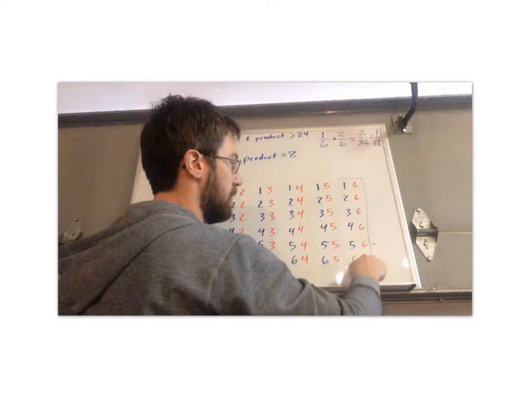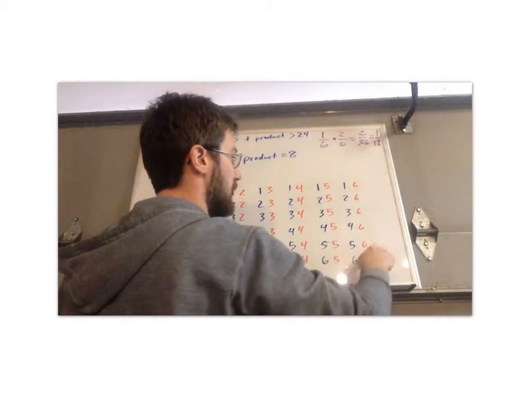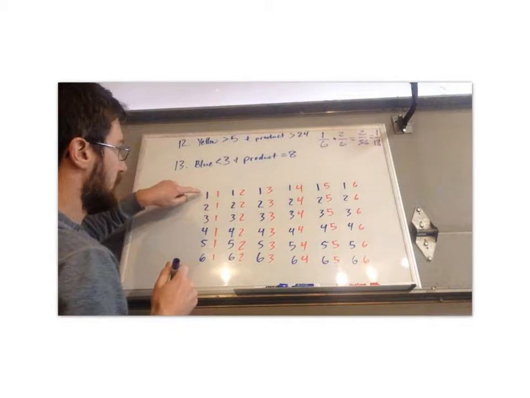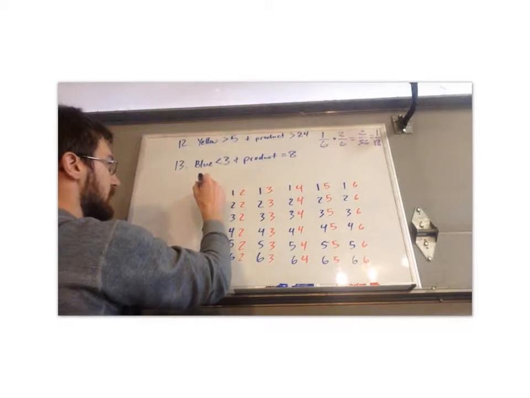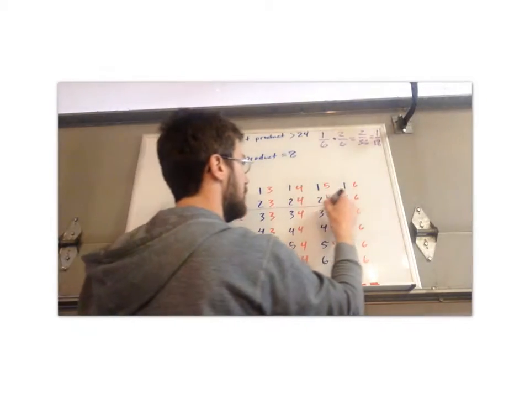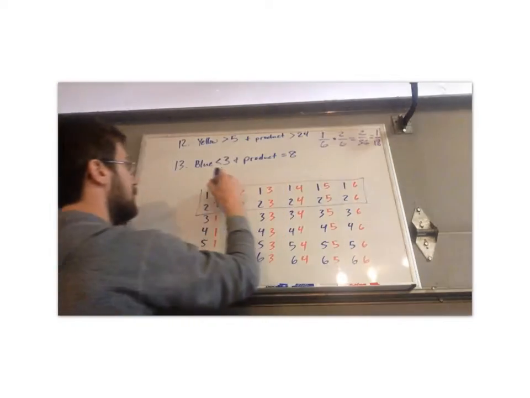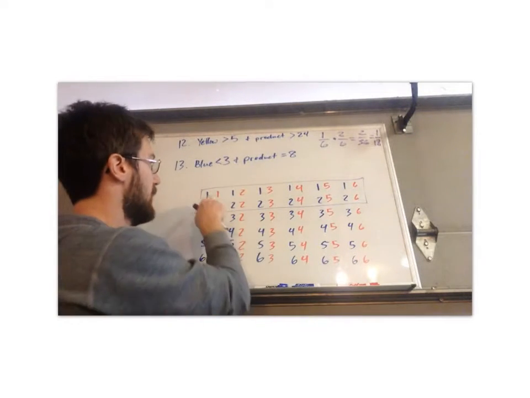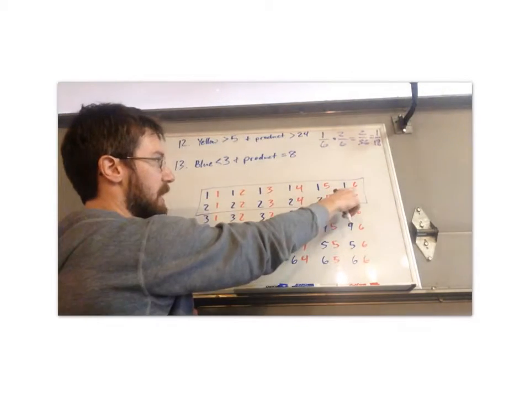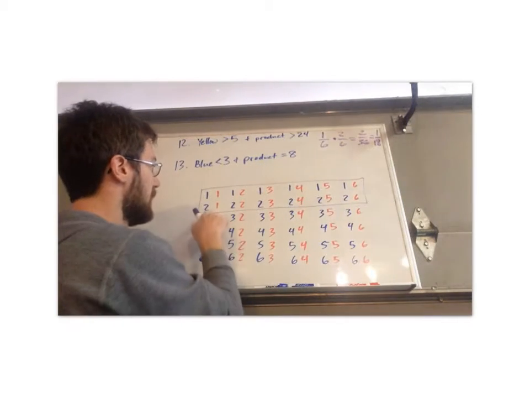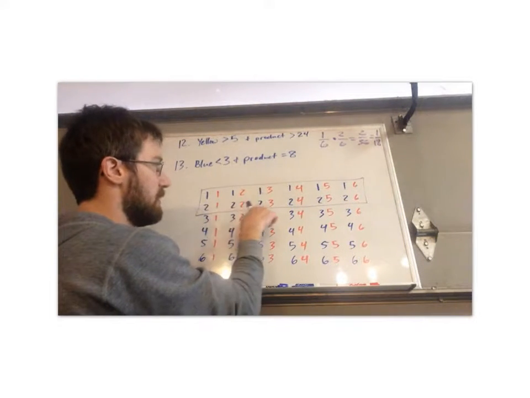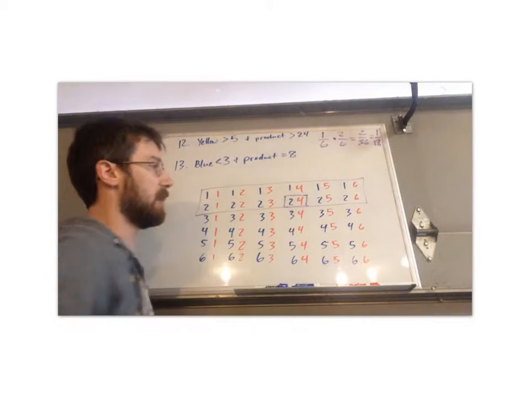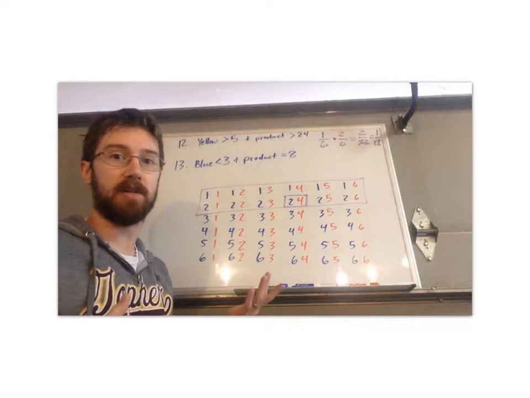And now the blue one being less than 3, and then the product being equal to 8. Blue less than 3, that's going to be where it's 1 and 2. So that's in this section here. And then within there, the product being 8, the only way I can make that, if the blue one's a 1, the highest product is a 6, so none of those work. And then if the blue one is a 2, then this is the only one where the product is equal to 8. So that would be 1 out of 36 possibilities.